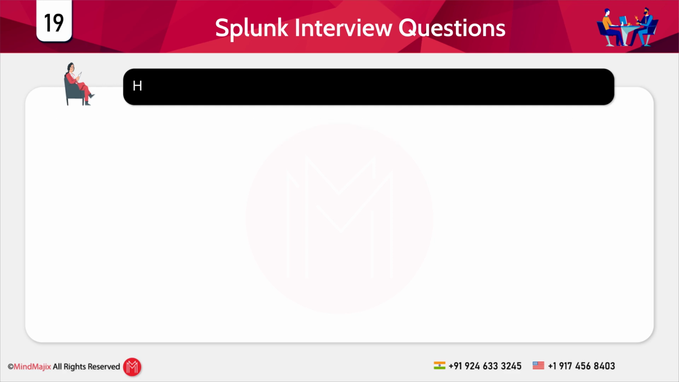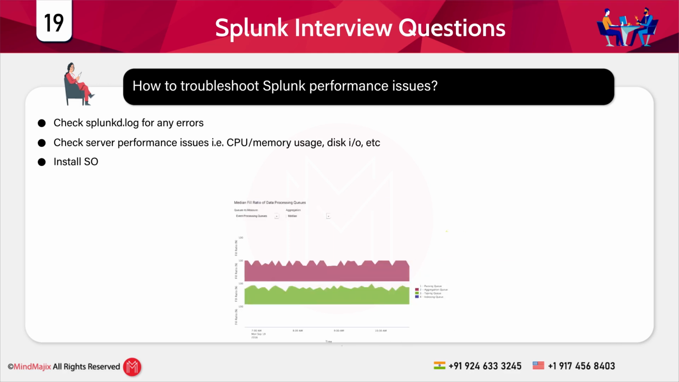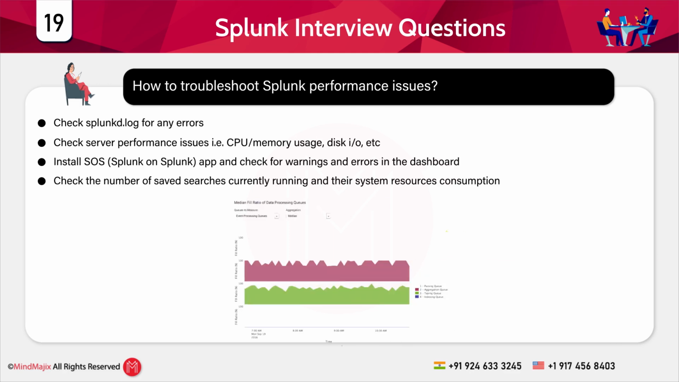The next question is, how to troubleshoot Splunk performance issues? The answer to this question is very subjective and it could be very wide, but basically the interviewer would be looking for a few keywords that you must mention in the answer. First, you must check the splunkd.log for any errors. Then you must check the server performance issues like CPU or memory usage, disk IO, and so on.